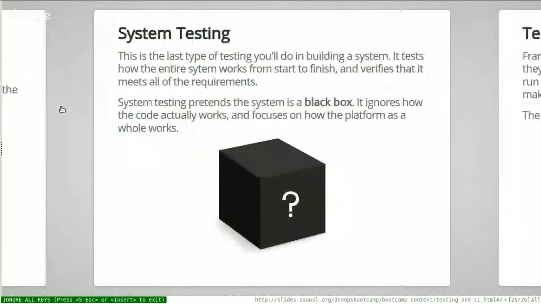And then system testing is the last kind of testing when building a system. So system testing comes after you've got your unit tests and they all pass, and you've got your integration tests and they all pass. System testing says we don't care about the software that was written, we just care that it works. So system testing pretends that the system is just this black box. You pass it some input and you make sure the output is the output that you want.